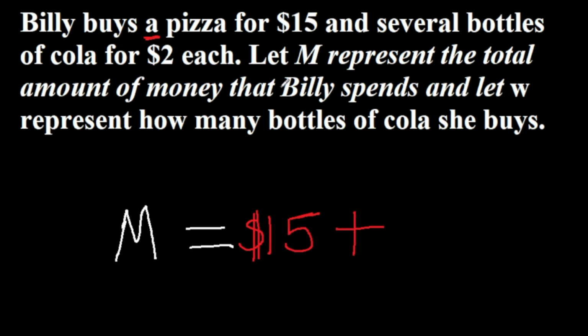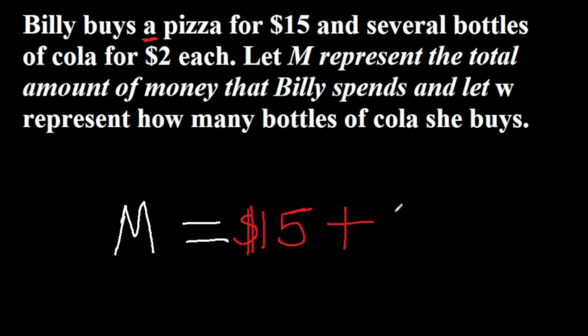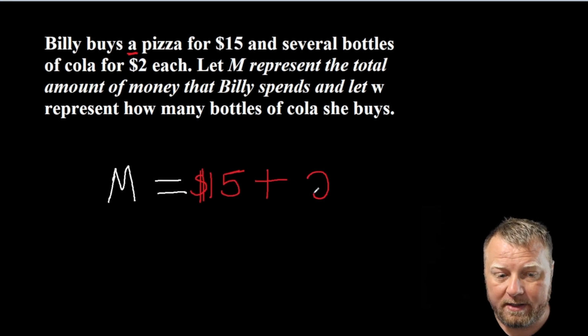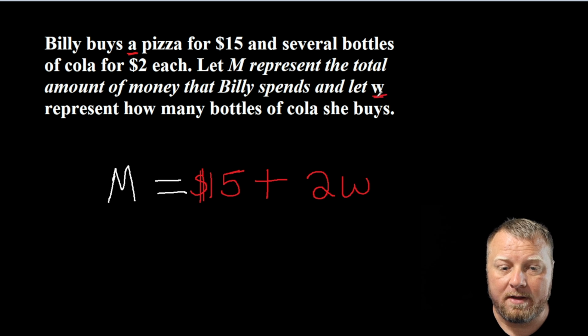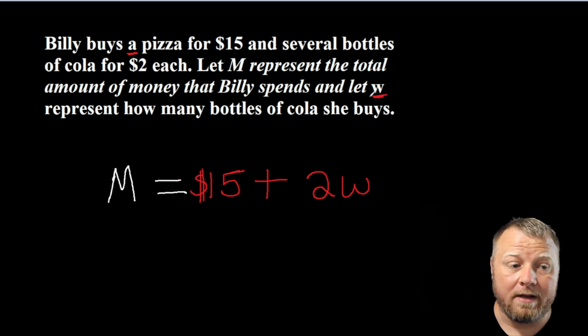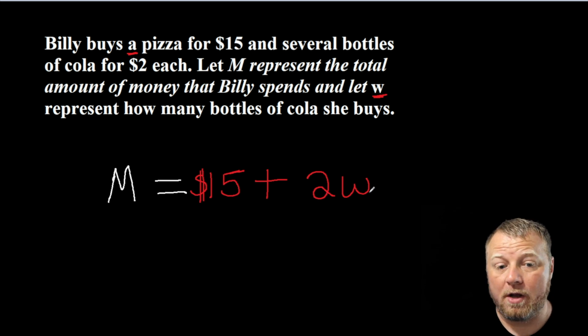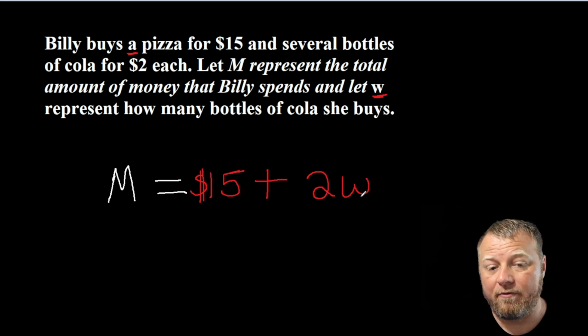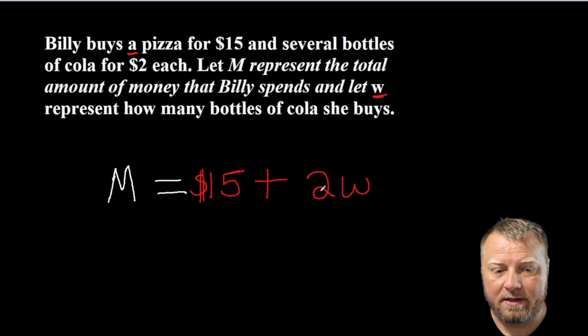Several bottles of cola for $2 each. We know they're $2 each, but we don't know how many. So we can use the product of W, which represents the number of bottles of cola, times $2. Or we can just represent it as 2 times W, as the problem tells us to do. Let W represent how many bottles. So $2 times how many bottles. If she bought 2 bottles, it would be $4. 3 bottles would be $6, etc.